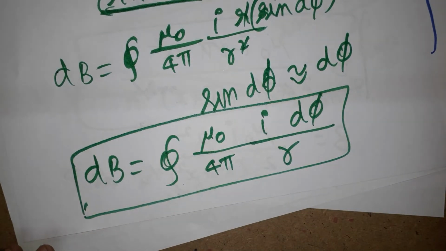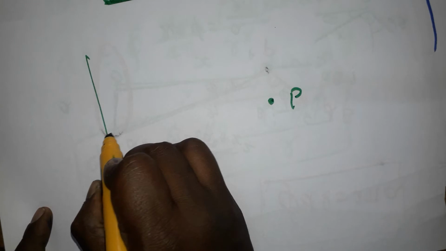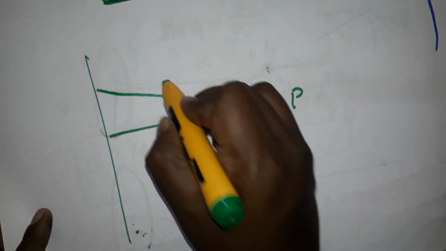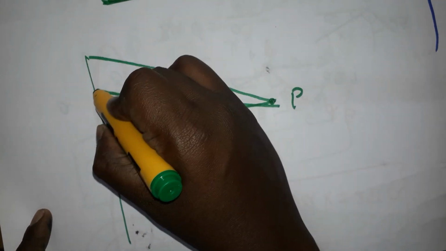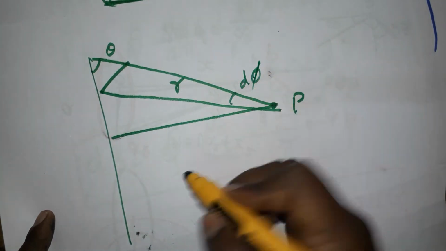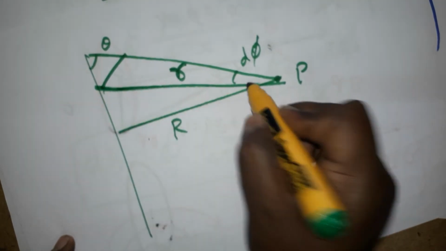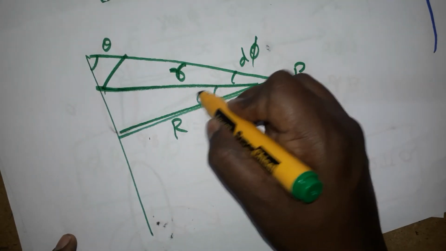Again we need to see the diagram. See here, we have a line like this. Here only we are going to measure the magnetic field. This is small r, this one is theta, and this one is d phi. This is small r, and this is capital R. So we know small r and capital R. This one is phi.